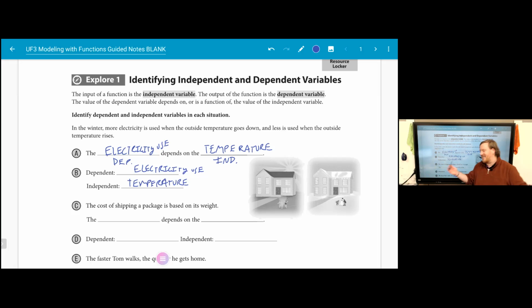This is one, I want to say easy, but this is one straightforward way. If you can make the statement of the blank depends on the blank, the dependent depends on the independent, you know which variable is which. Let's look at another example.